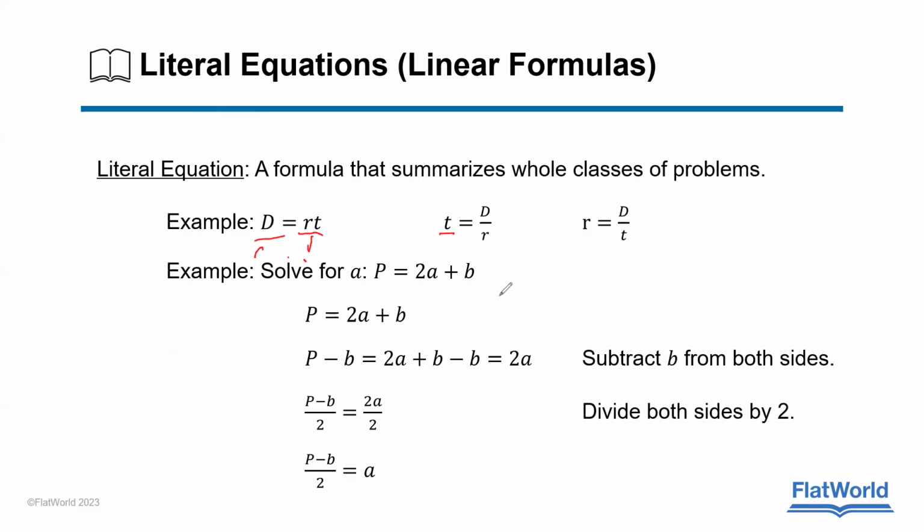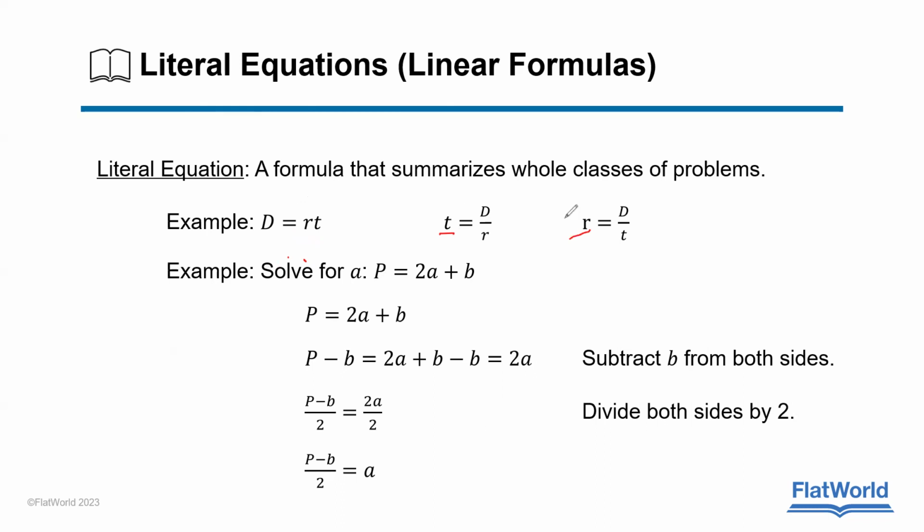Likewise, if I'm looking for r, I'm going to divide both sides by t because I want to get r by himself. It's that easy. So r is equal to d over t. That's how they get this from the simple equation. That's called a literal equation.